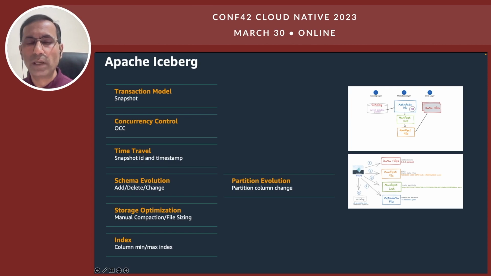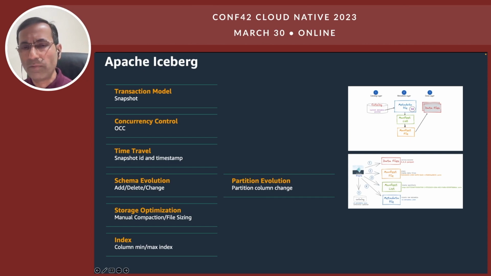The second option is a table format, Apache Iceberg. Apache Iceberg follows a snapshot-based transaction model. A snapshot is a complete list of files in the table. The table state is maintained in metadata files. All changes to table state create a new metadata file, and they replace the old metadata file with an atomic swap.